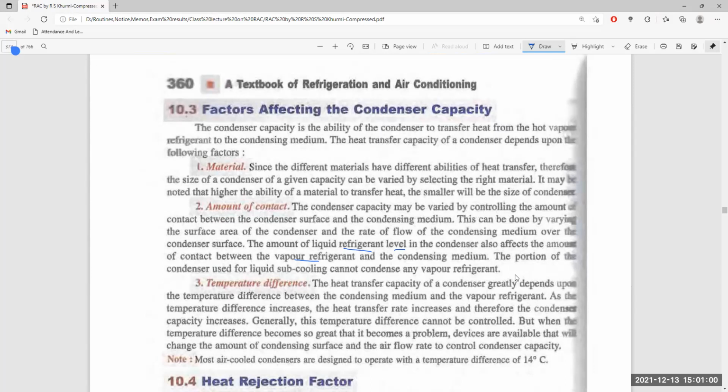Generally, the difference you cannot change, but if it becomes very high, it becomes a problem, because devices are available that will change the amount of condensing surface and the rate of heat flow to control condenser capacity. So there are devices where the condenser surface and the rate of heat flow can be improved, so that the difference between the refrigerant temperature and the surroundings should not be very high.